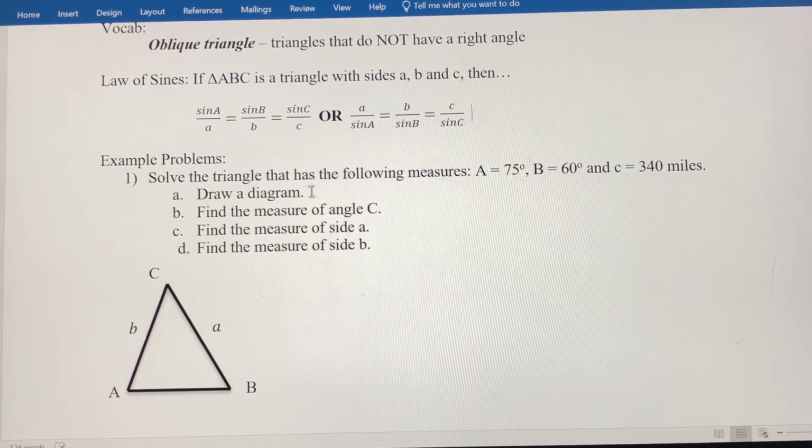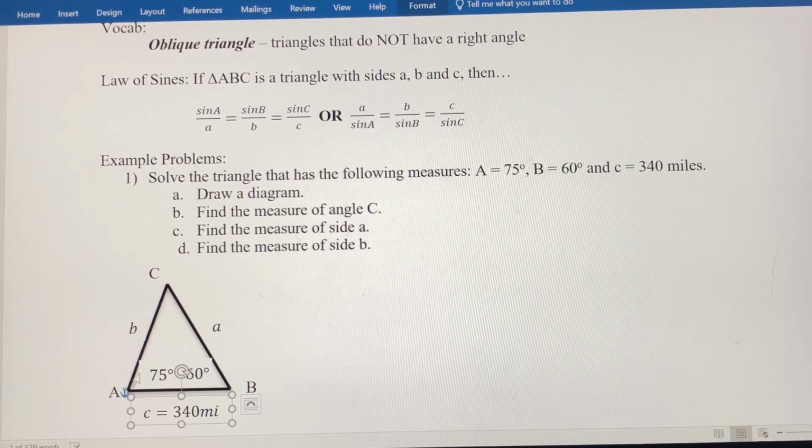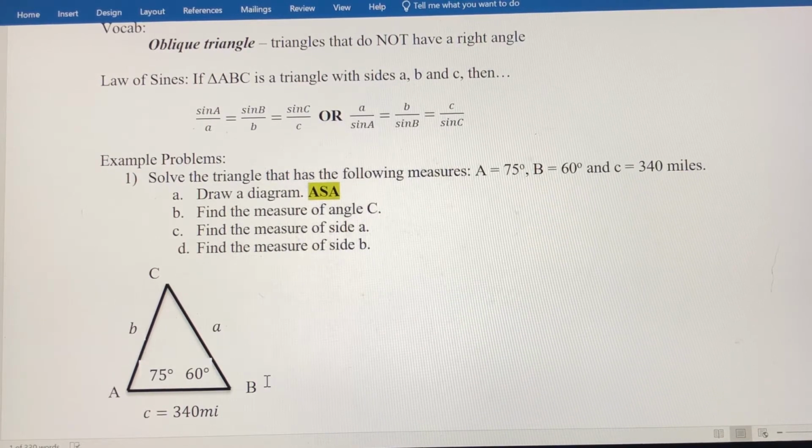In this case, we know angle A is 75 degrees, so we plug that in there. We know angle B is 60 degrees, so we plug that in there. And we know side C is 340 miles. If you'll notice, we have the information in angle, included side, angle format. So we're in angle side angle, which means we can use the law of sines to solve for the other missing pieces.